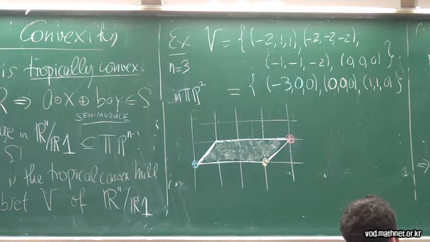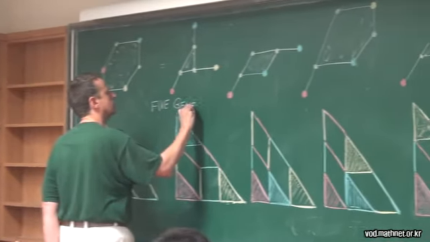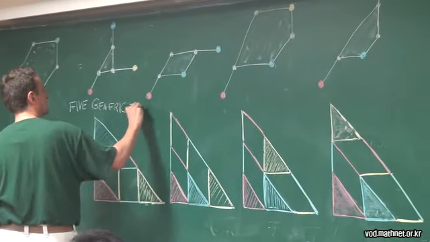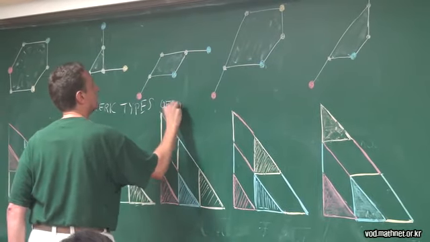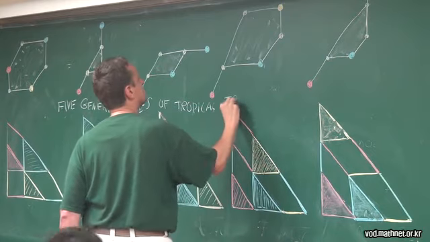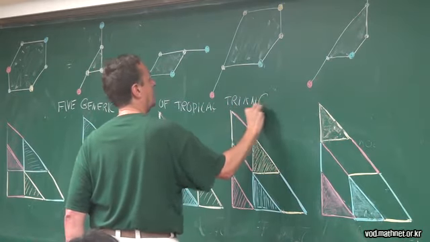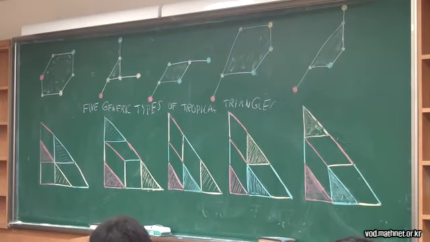These are, by the way, the generic types. So there are 5 generic types in the plane of tropical triangles. The one we had here is not a generic type. There was some special thing going on. But over there are the generic types.